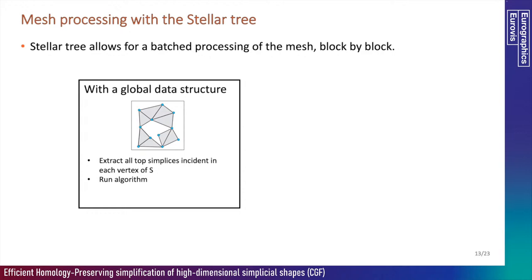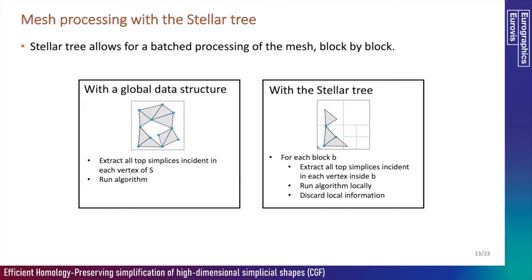So if we have a global data structure, every time that we want to compute something on that, we will generally start by extracting some topological relationship, and then we will run the algorithm that we want. And all of this will be performed at a global level. While with the stellar tree, we can work block by block. So we can focus our attention on each subset of the simplicial complex and just work locally there, extracting and deleting information every time that we are done with a specific block. The benefit of doing that is, of course, that the memory consumption is lower, since we don't have to extract information for the entire simplicial complex.